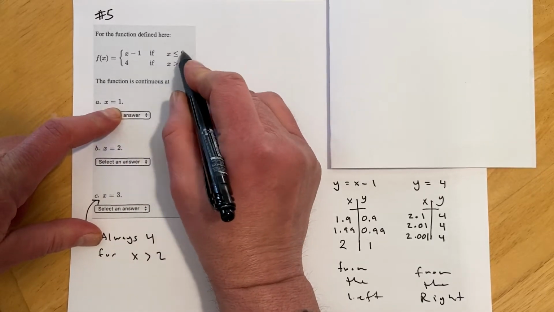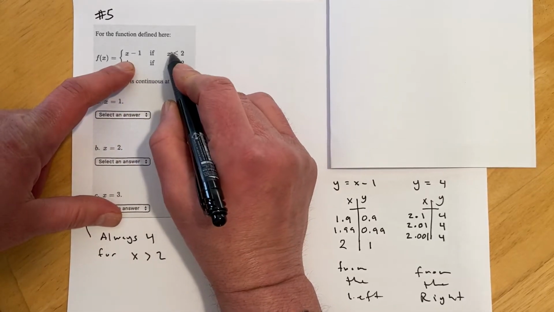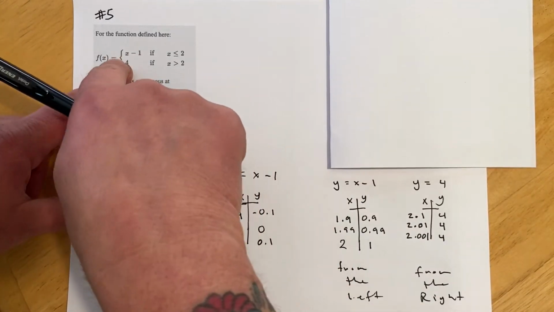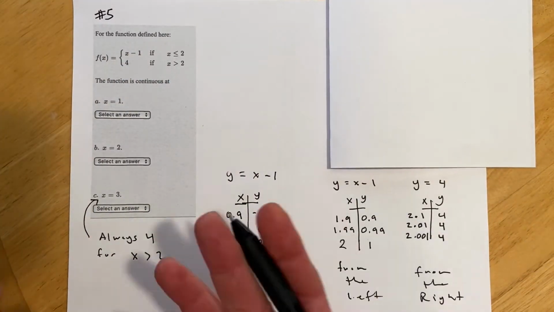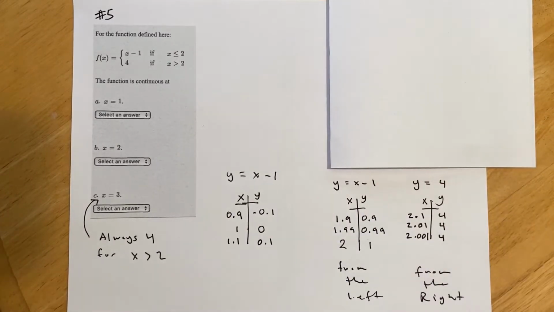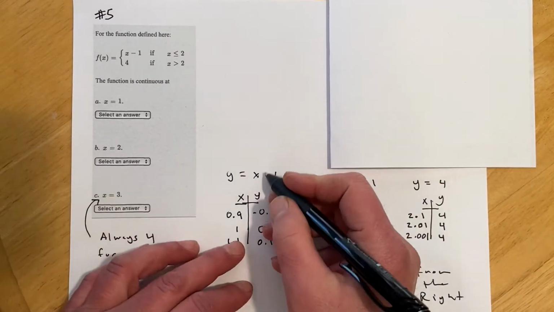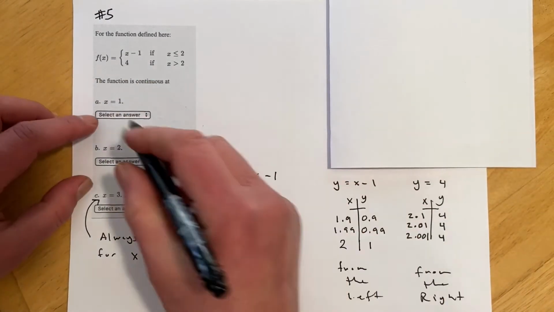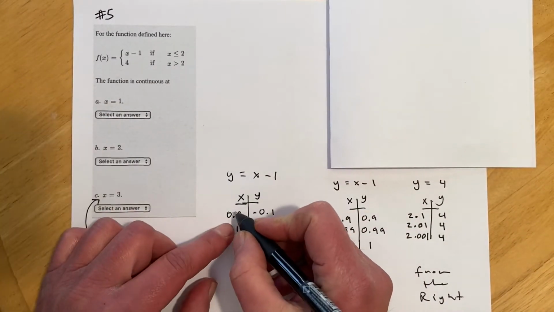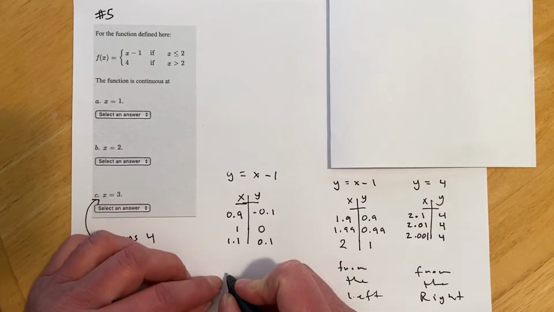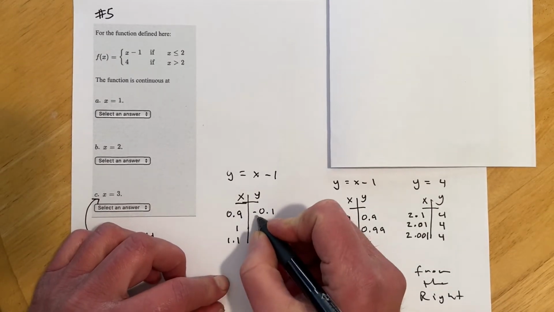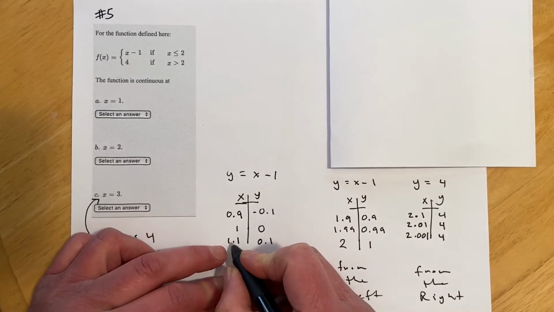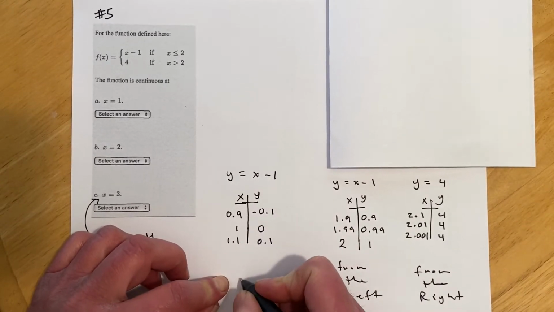Okay, so x equals 1 is part of this one, because it's for x less than or equal to 2. For this one, I can just put 1 in there, and 1 minus 1 is 0. Does that mean it's continuous or not? Well, if I make a little table of what happens when I approach x equals 1 from the left, at 0.9 it's negative 0.1. At 1, it's 0, and at 1.1, a little past 1, it's 0.1.